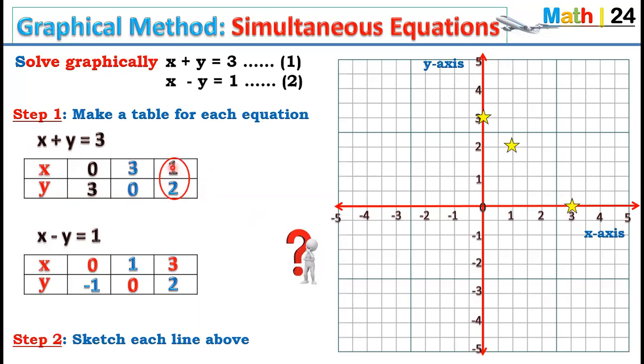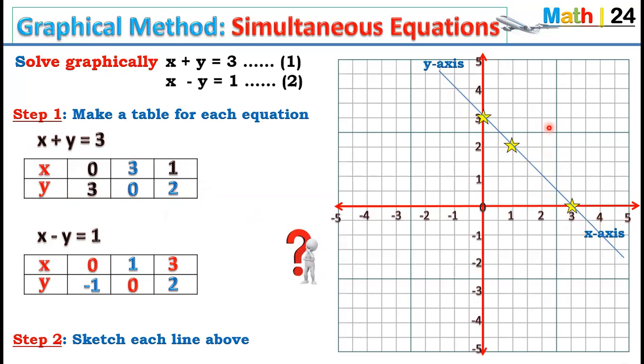The next point, when x is 1, y is 2. I now use a ruler to link these points. Can you see that all these points fall on the same line? If there is a mistake, one of these points will not fall on this line. And you can easily go back to check your work.